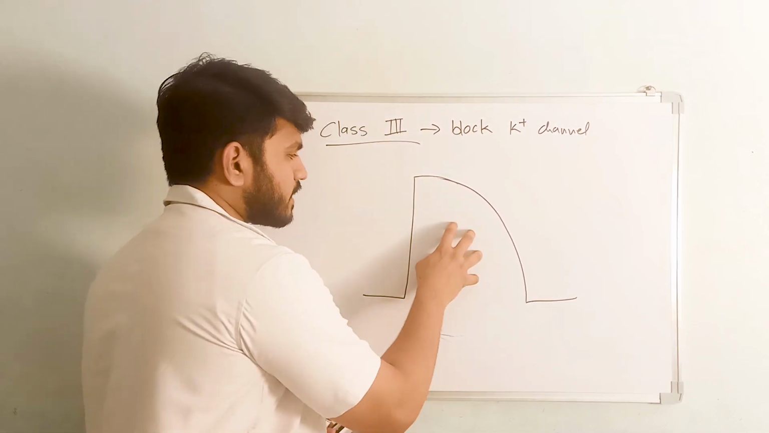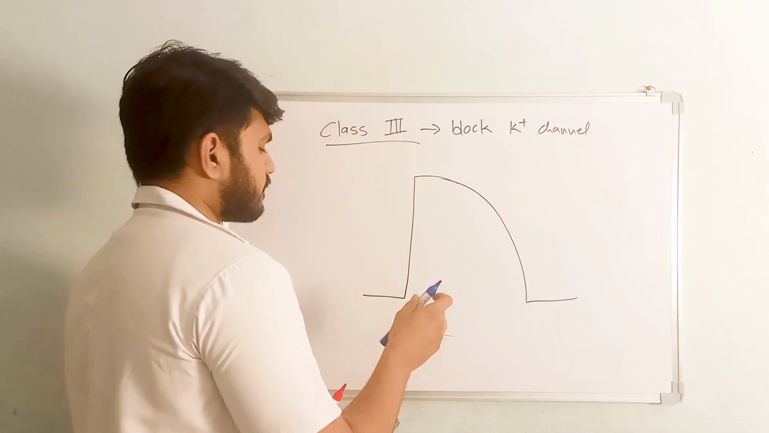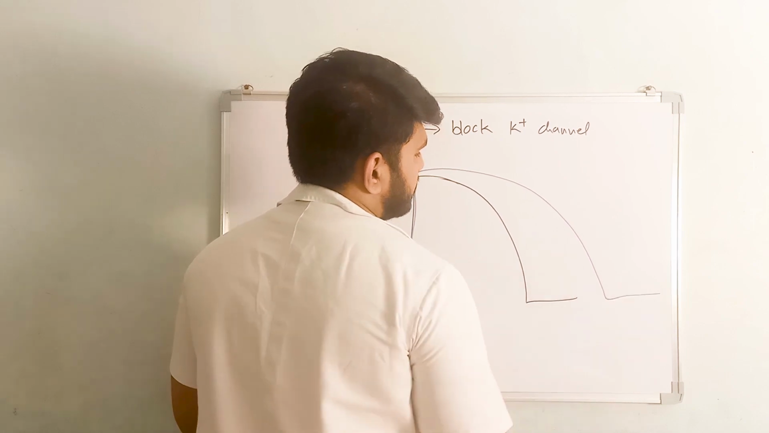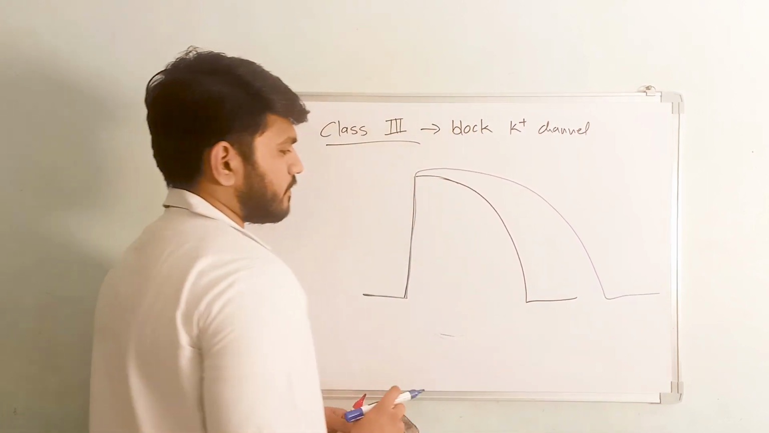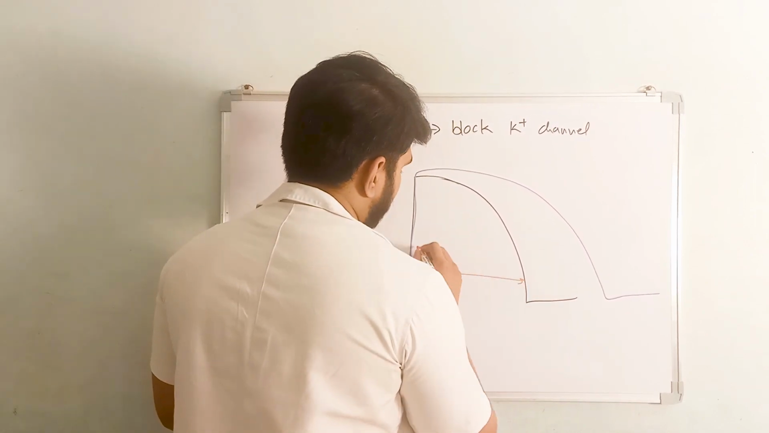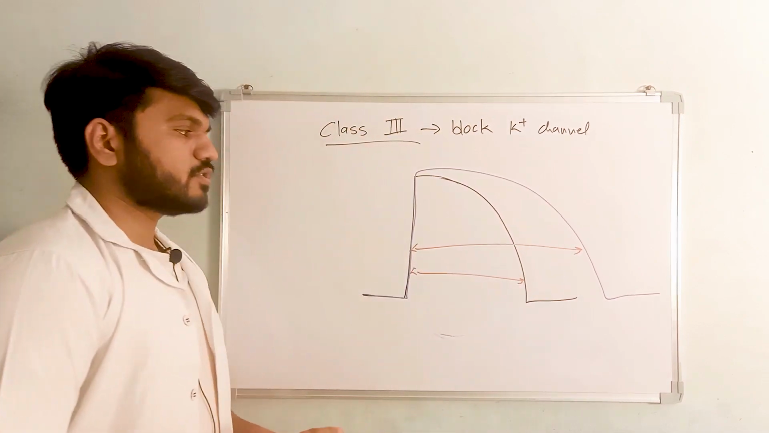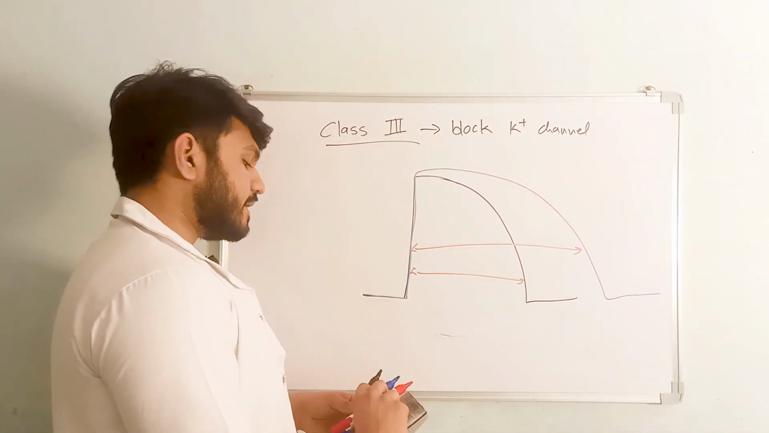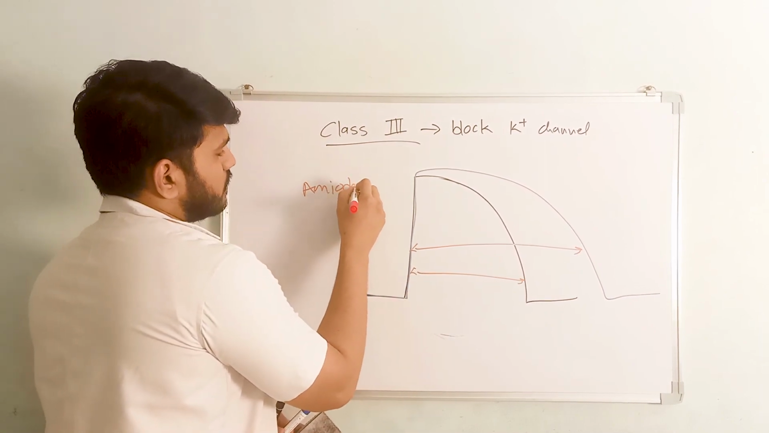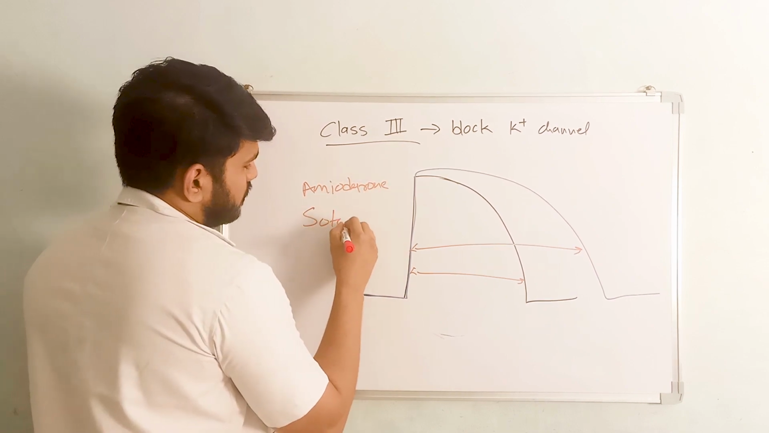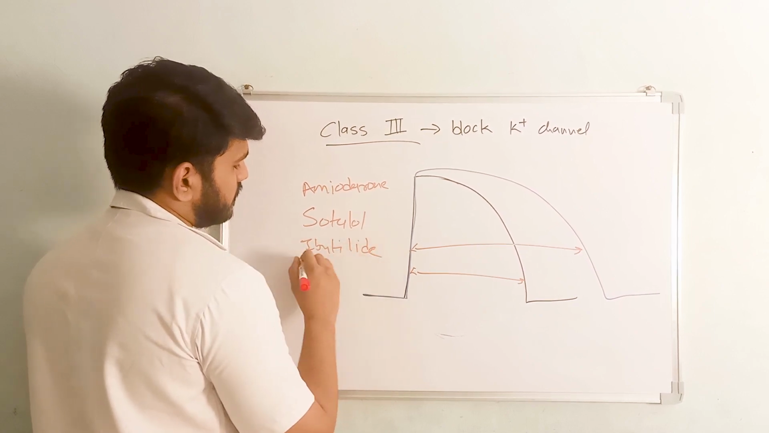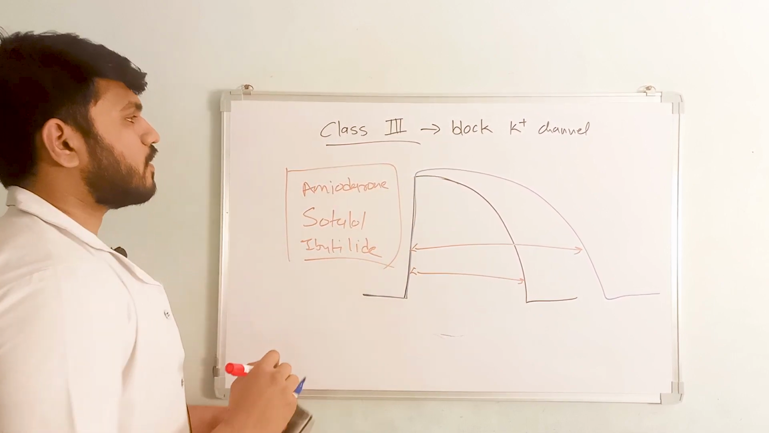What it does is block the channel and make the graph look like this. This is a very prolonged refractory period. Normal is like this and this is very prolonged. So this is a prolonged refractory period, and classical examples of this class are amiodarone, sotalol and ibutilide. These are the classical drugs for class 3.